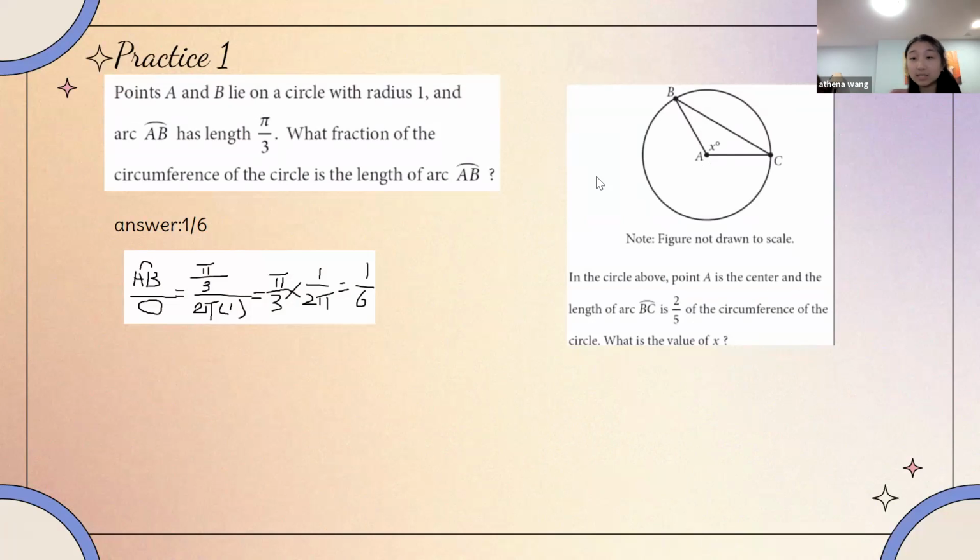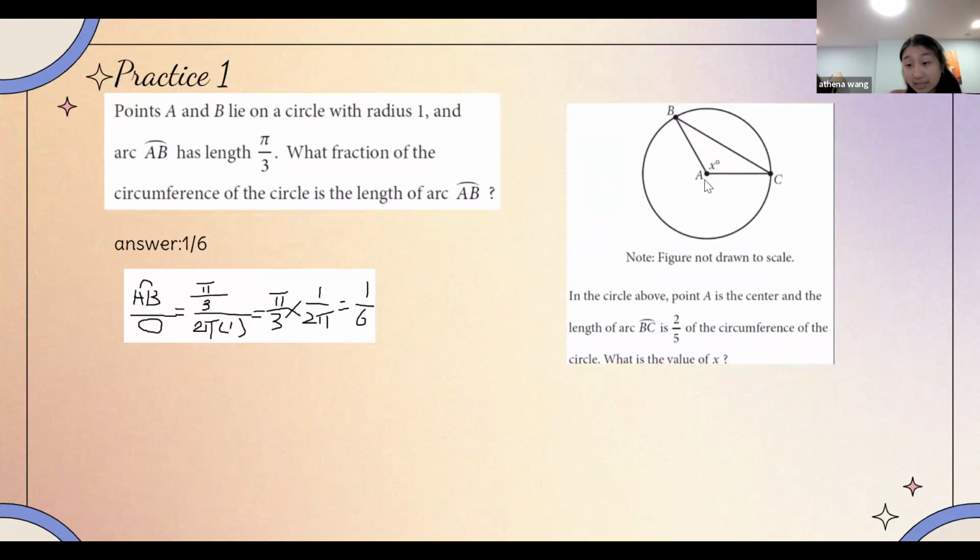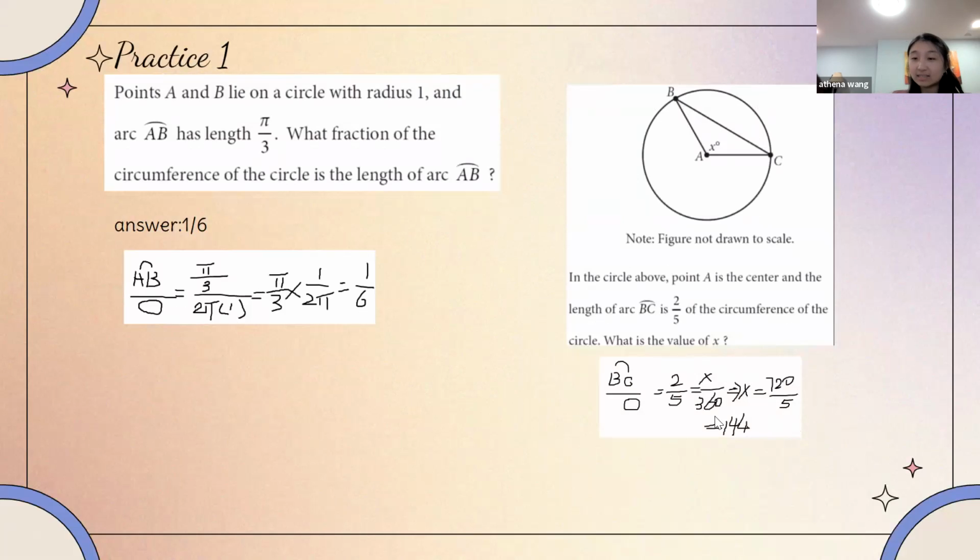Okay, for the next one, we have a point A that is the center, and we have that this arc is 2 over 5 of the circumference of the circle. So we're trying to find the value of x. Well, we know that the length of this arc over the circumference is the same as x over 360 degrees. That was one of our formulas. So we just find that and get that it is equal to 144.